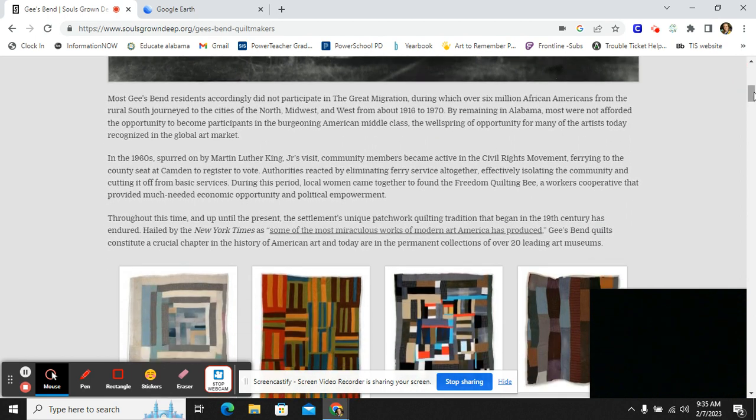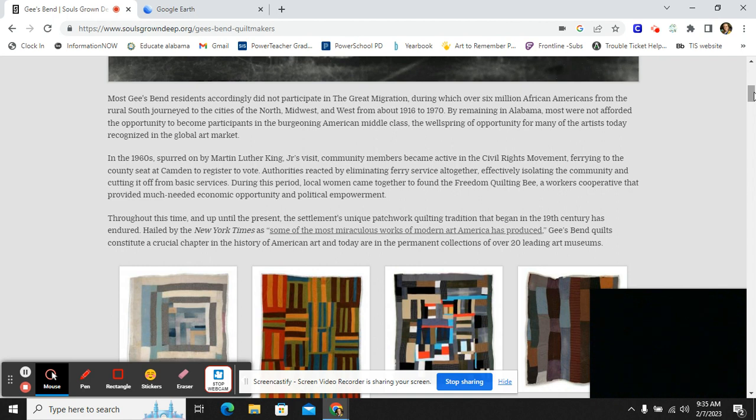Most Gee's Bend residents, accordingly, did not participate in the Great Migration, during which over 6 million African Americans from the rural South journeyed to the cities of the North, Midwest, and West from about 1916 to 1970. By remaining in Alabama, most were not afforded the opportunity to become participants in the developing American middle class, the wellspring of opportunity for many of the artists today recognized in the global art market.